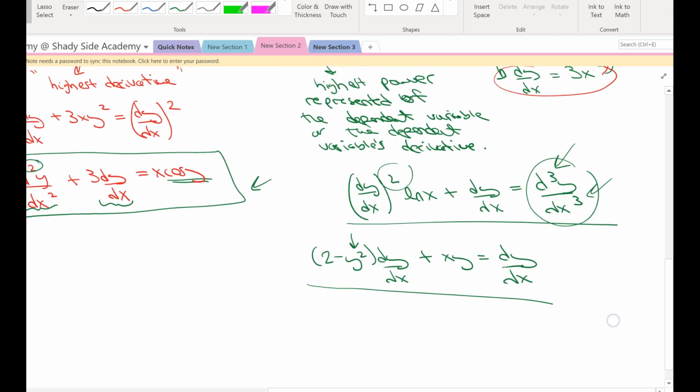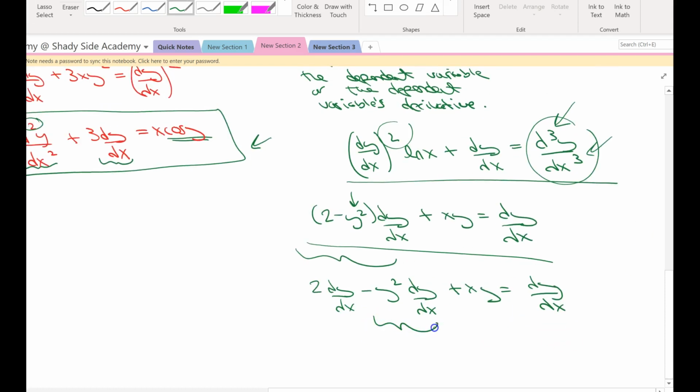But really, you have to be careful, because if you look at this term right here, this dy dx, if I were to distribute, I would have 2 dy dx minus y squared dy dx plus xy equals dy dx. And what you see here is this term involves y squared times dy dx. So actually, this term is degree 3. Okay, because y is being raised to the second power, and then the derivative of y is being raised to the first power. This is a degree 3 diffie-q.